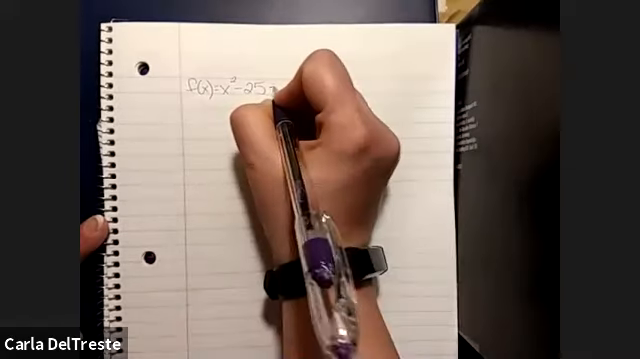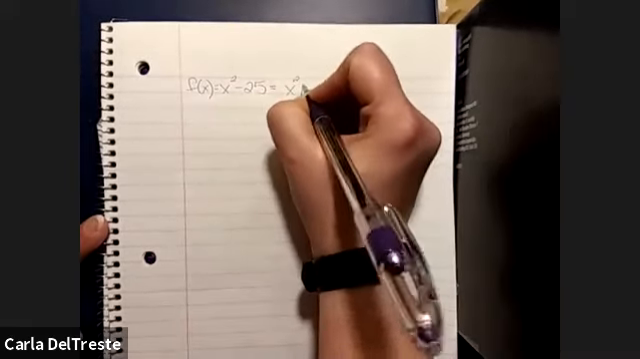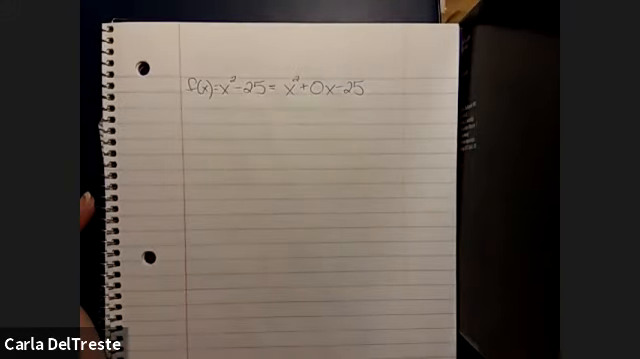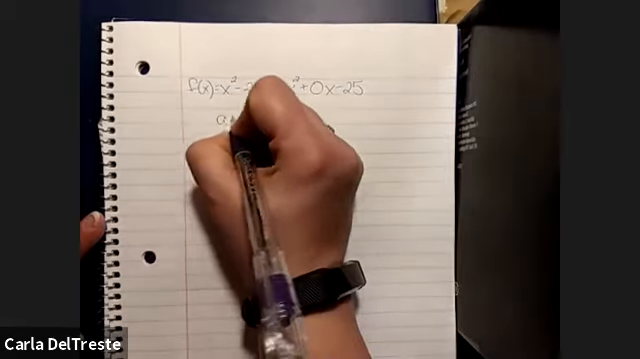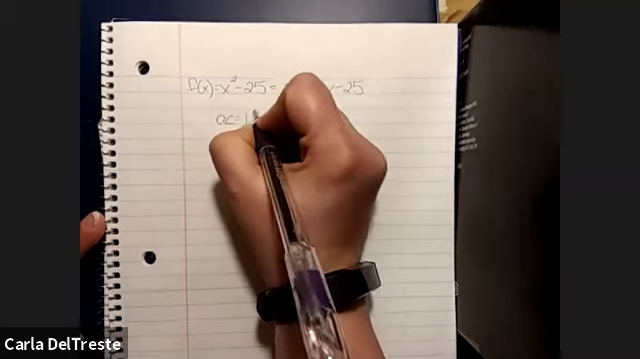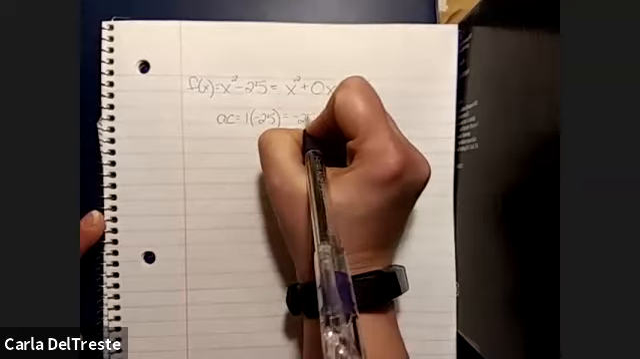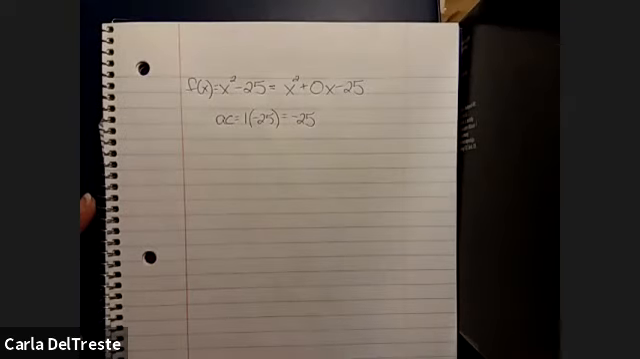So the first thing I'm going to do is force there to be a middle term. If there's no middle term visible, that means there must be a 0 there. So I'm going to put in a 0x. And now I can go through the whole rest of these steps. I look for a GCF. There is none. I multiply AC. In this case, A is 1 and C is negative 25. So I'm getting negative 25.